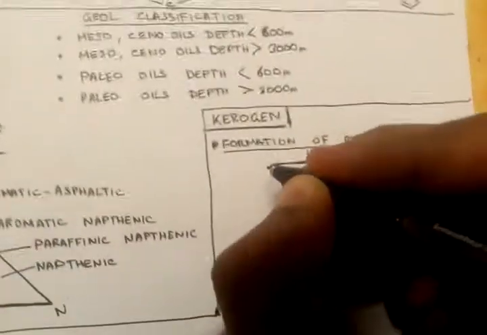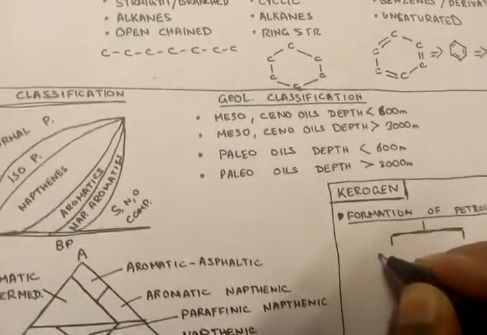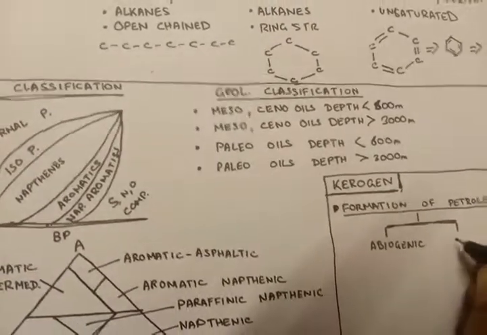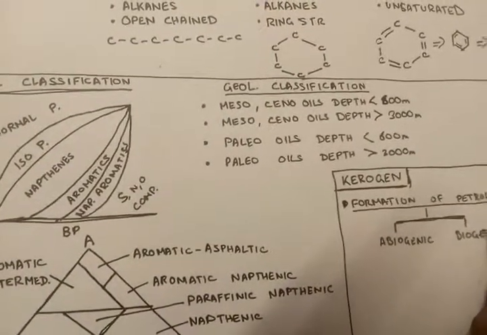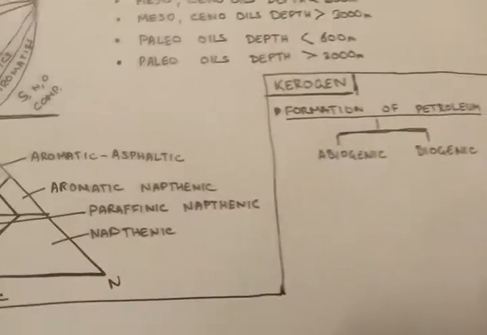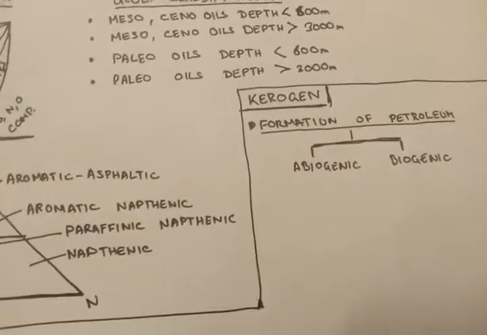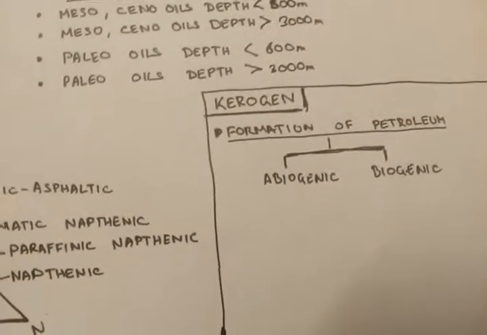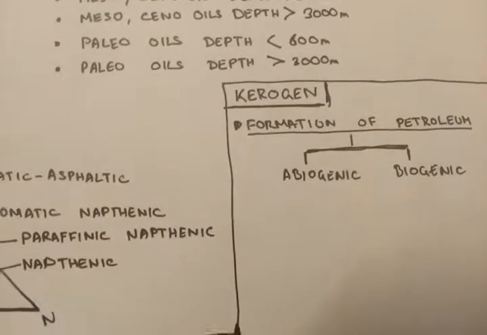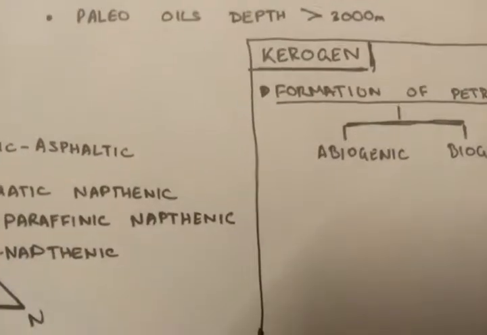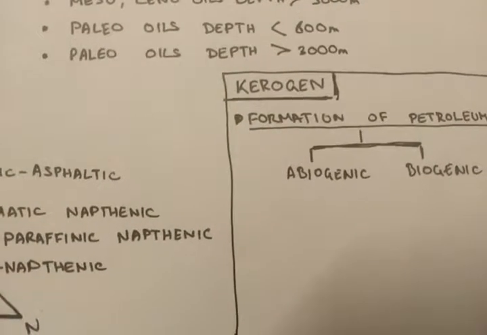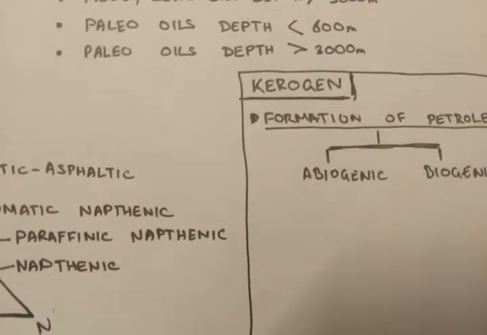So we have the abiogenic and biogenic theories. Okay, in the abiogenic process, there are mainly three theories that explain how petroleum is forming abiogenically. The first is that petroleum is of extraterrestrial origin. We are finding hydrocarbons in meteors and other extraterrestrial objects.